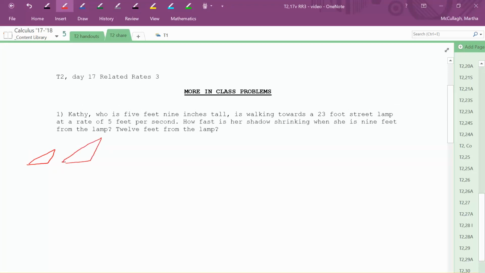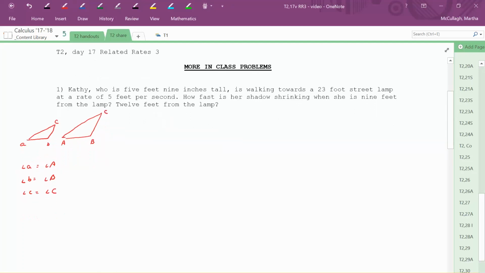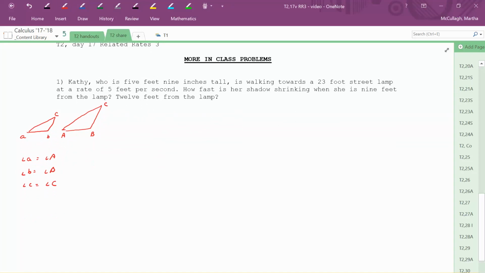where angle A, angle B, angle C, angle big A, big B, and big C, if angle A is equal to angle big A, if angle little b is equal to angle big B, and if angle C is equal to angle big C, then we can say that these triangles are similar and their sides are in proportion. That is that AB is to big AB as little bc is to big BC and little AC is to big AC. So that's just a review from geometry.